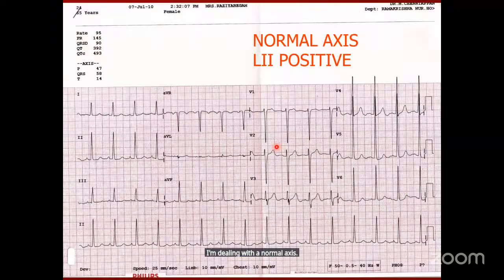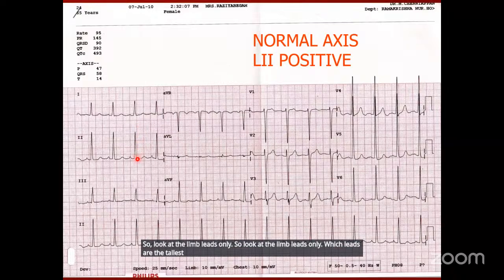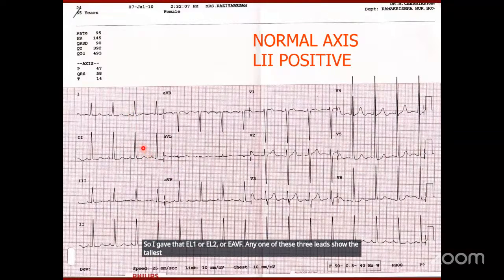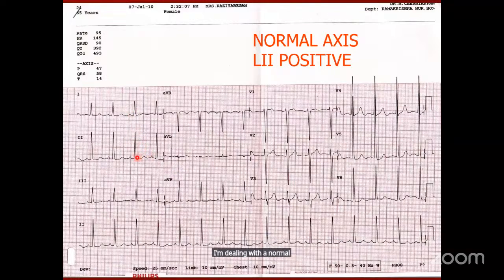Look at this electrocardiogram. Look at the limb leads only. Which lead has the tallest positive QRS complex? L2. So either L1 or L2 or AVF, any one of these three leads showing the tallest positive QRS complex, I am dealing with the normal axis. Here my L2 is showing the tallest positive QRS complex. So I have a normal axis.